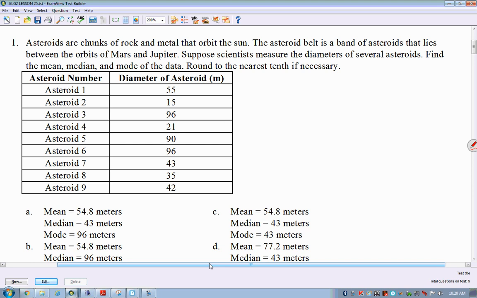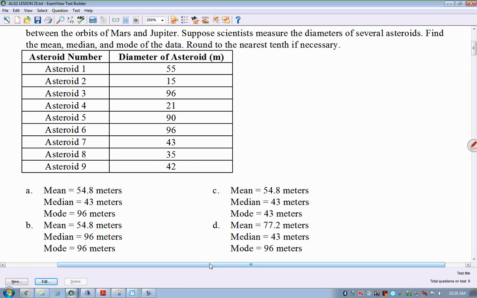Mode's probably the easiest, right? Can anybody tell me what the mode is? 96, so that at least gets me something, right? But I see that I have 3 of them that are 96. Is there a faster way to get my data? Yes. Okay, and I'm going to show you. Does everybody have a graphing calculator on hand today? Everybody's picked one up. Great.